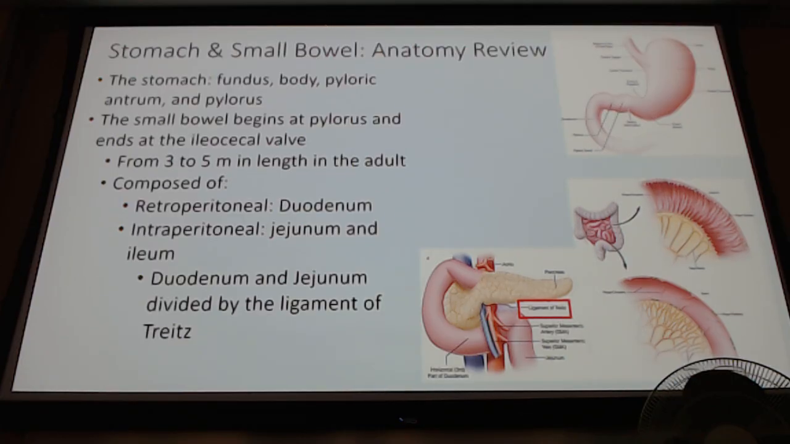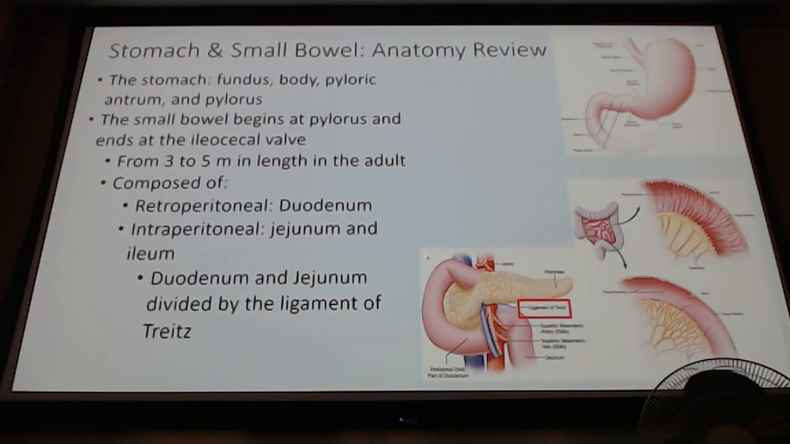Okay, so once the pylorus happens, then it kind of shoots retroperitoneally, around the pancreas, which is also retroperitoneal. Then intraperitoneally, you have the jejunum and ileum, which is the rest of the small intestine, and the duodenum and the jejunum are divided by the ligament of Treitz.